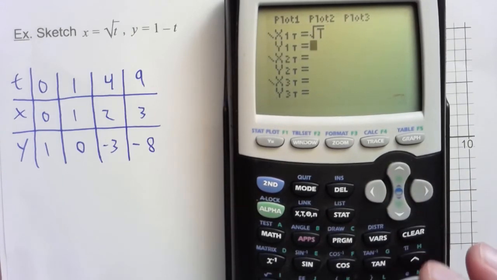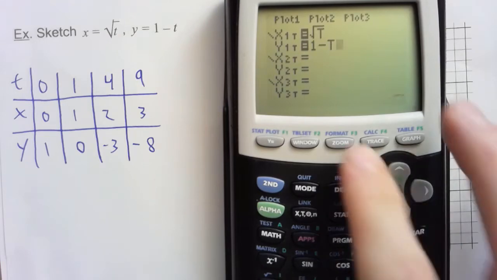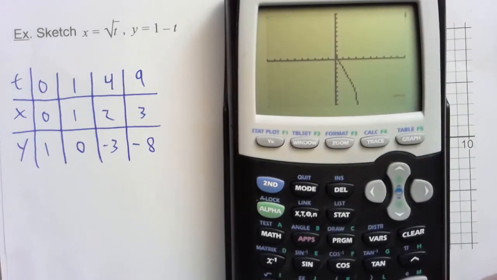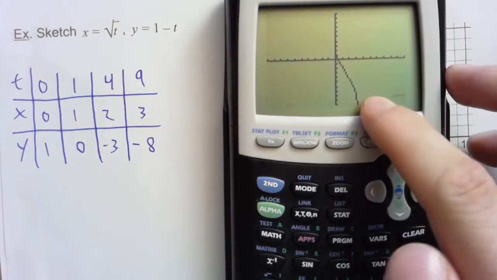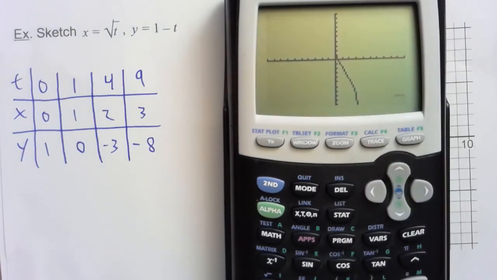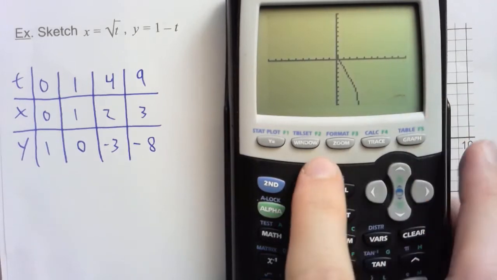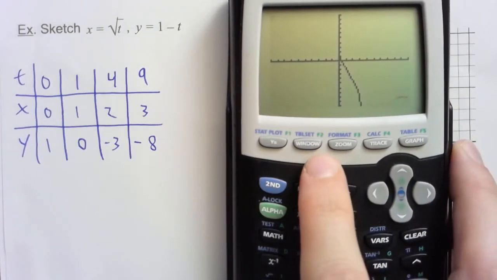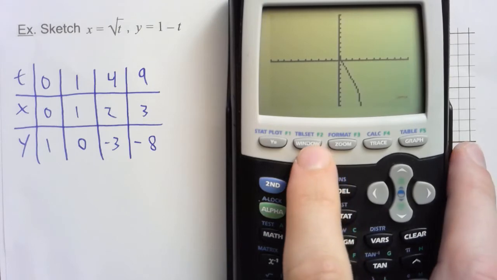And then here you can do 1 minus t. And then if you hit zoom 6, that's kind of a little bit funky here. They actually programmed Zoom Standard, Zoom 6, for parametric really, really poorly in the TI graphing calculators. So you never want to do just Zoom Standard for parametric.